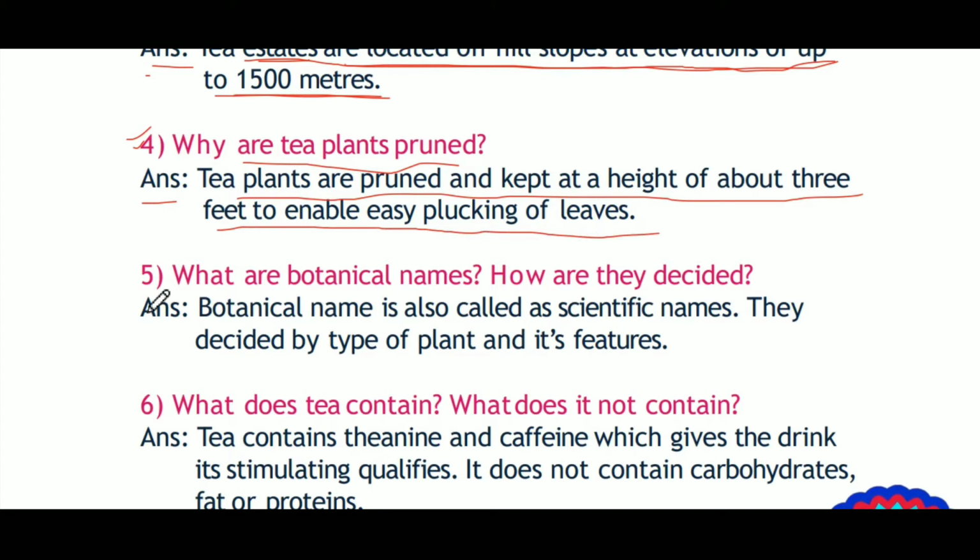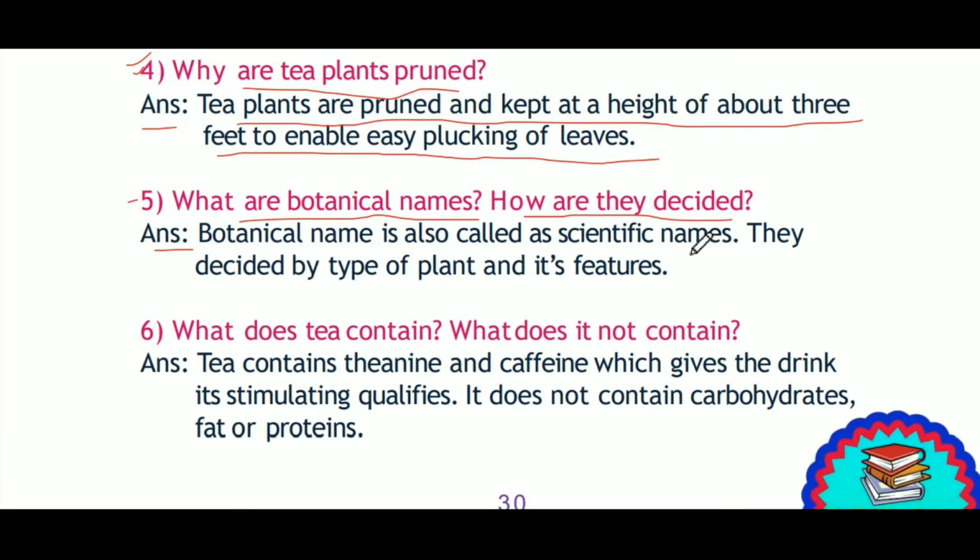Question number 5. What are botanical names? How are they decided? Answer is, botanical name is also called scientific name. They are decided by the types of plants and their features.